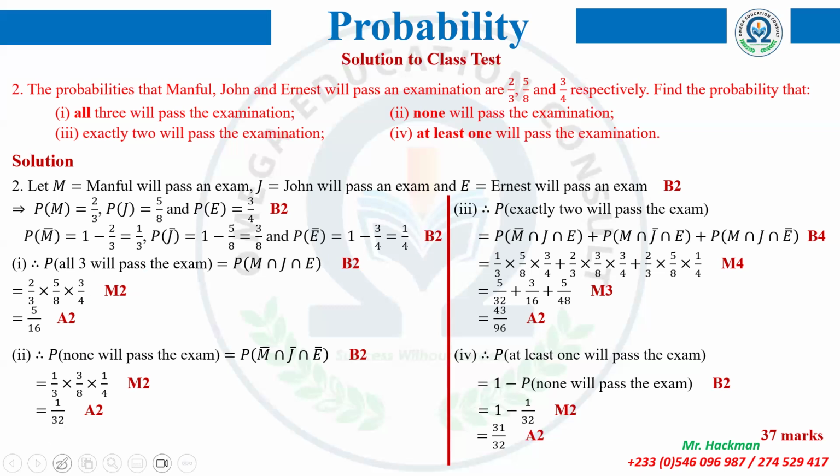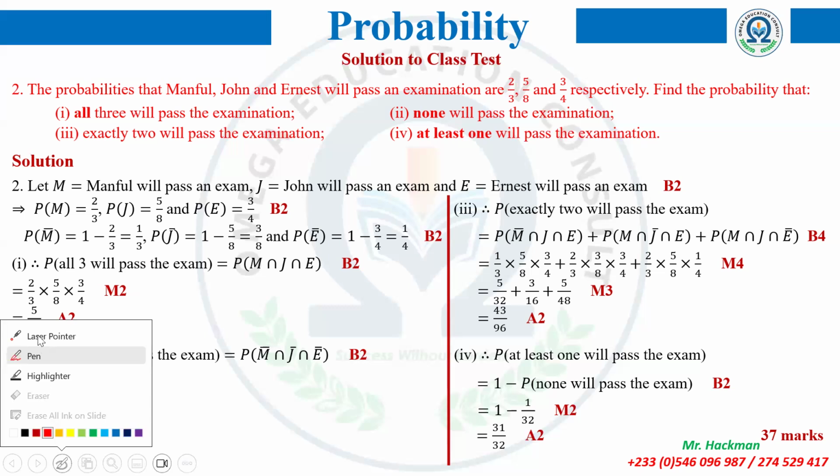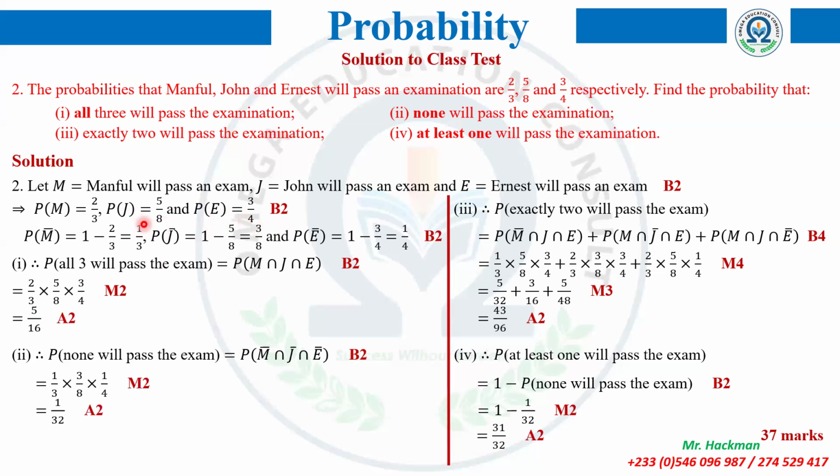So now you know the probabilities. And if you read through the question, especially where it says none will pass, you should know that the probability that you are going to find will involve the complement of your main event. Your main event will be passing, so the other one will be not pass. If none will pass, it means not pass, so complements will come in.